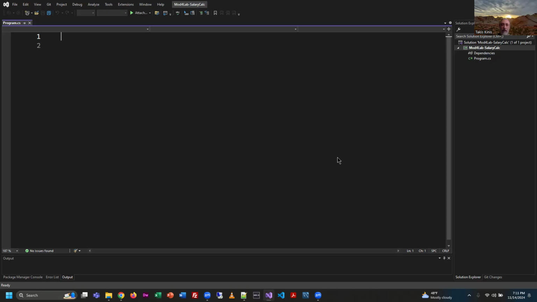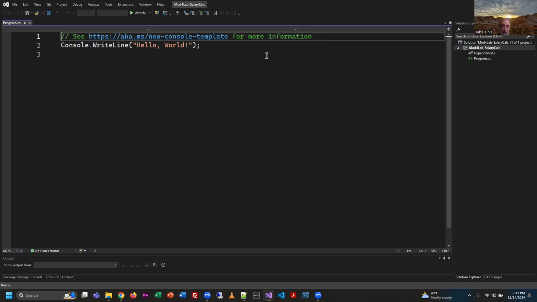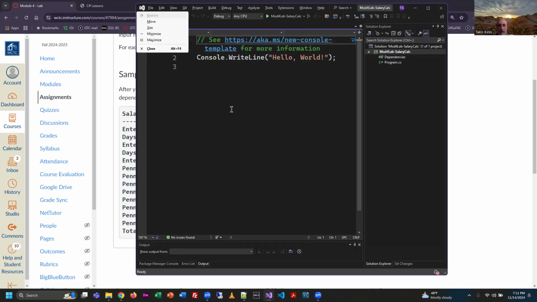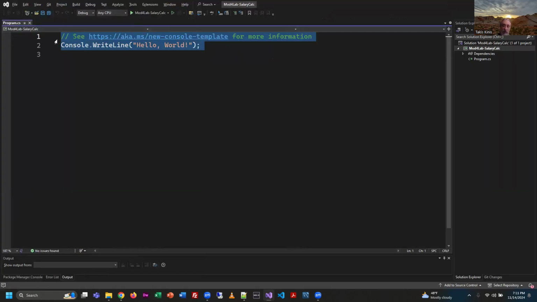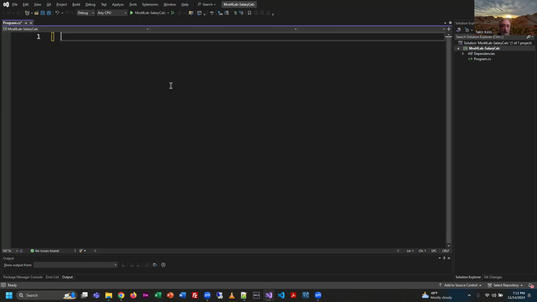All right. So here's our program with all the default stuff in it. And I'm going to, of course, blow that away. You want to label it, I suppose you can say module for lab salary calculator. There we go.